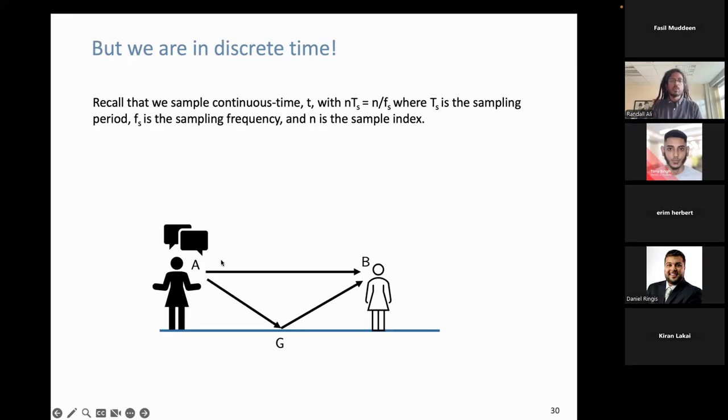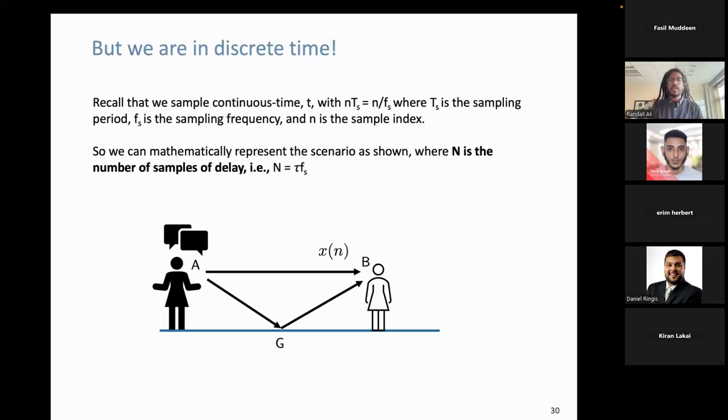We basically replace t with n times Ts. That's the standard way to do it. So instead of x of t, we now have x of n. You leave out the subscript s as that's constant, and it's just cluttering the notation.